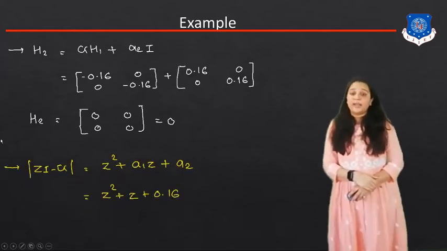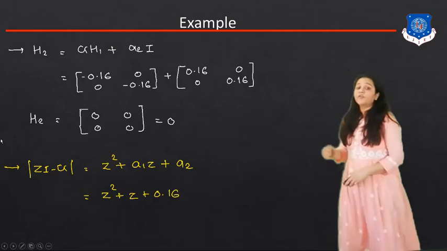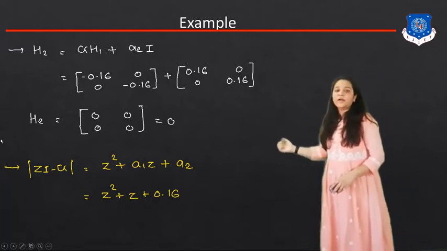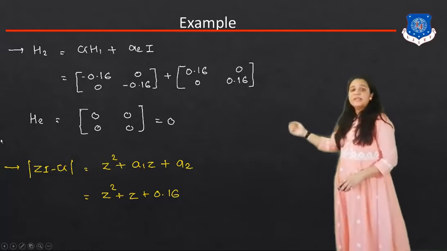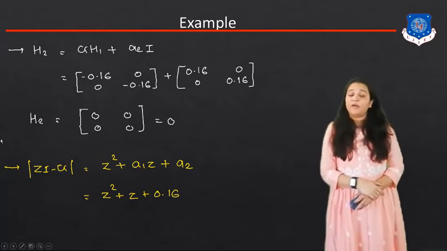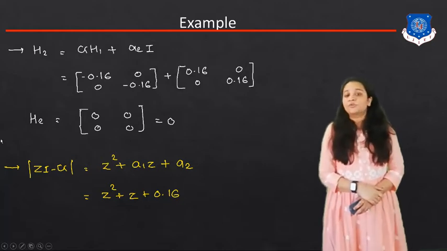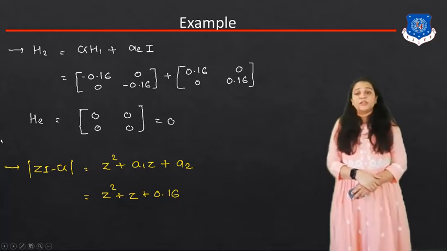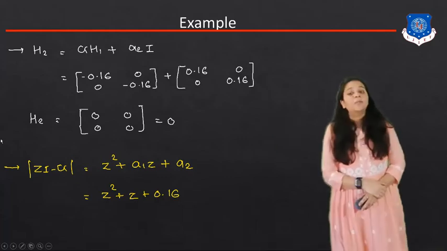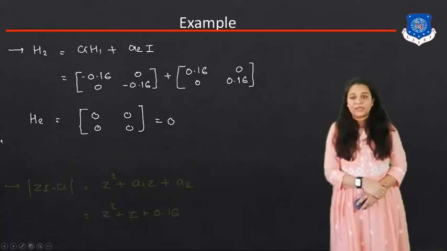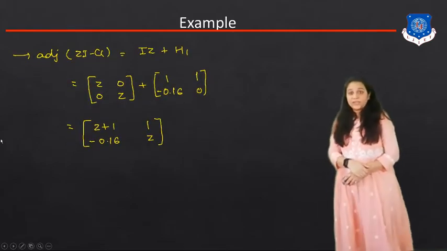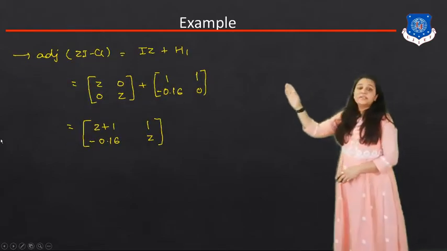So we can get ZI minus G starting from the last term: A2 into Z raised to 0 plus A1 into Z plus Z square. So Z square as it is, A1 is equal to 1 that we have to find, and A2 is equal to 0.60. So the equation will become mode of ZI minus G is equal to Z square plus Z plus 0.60.